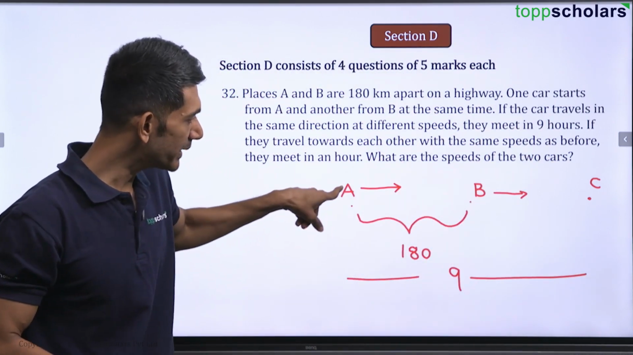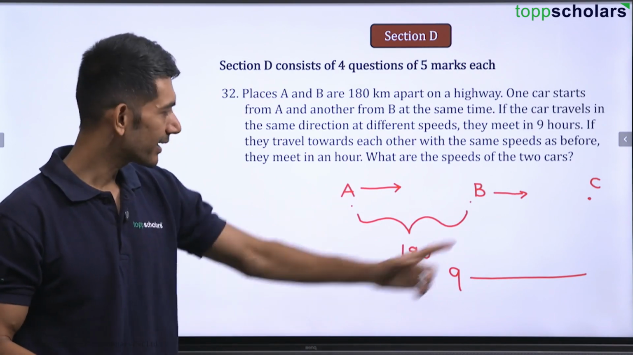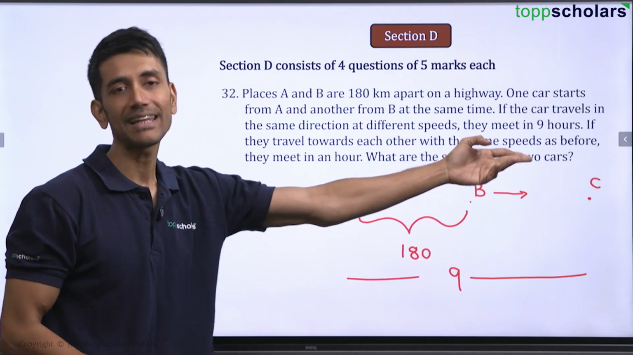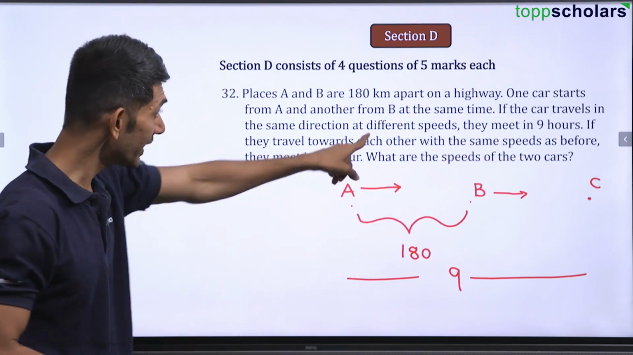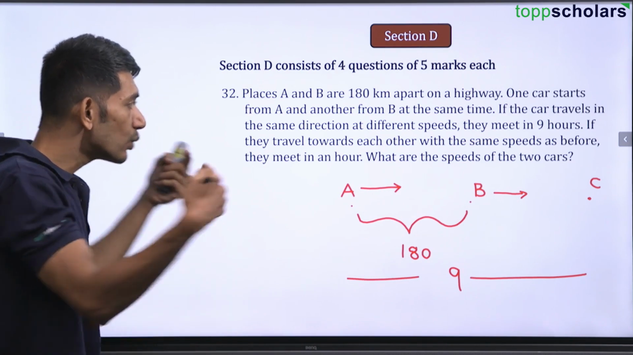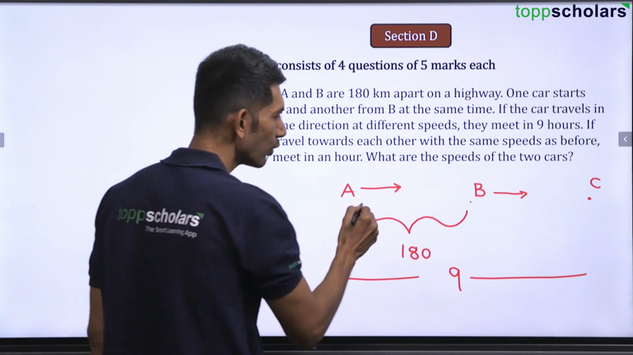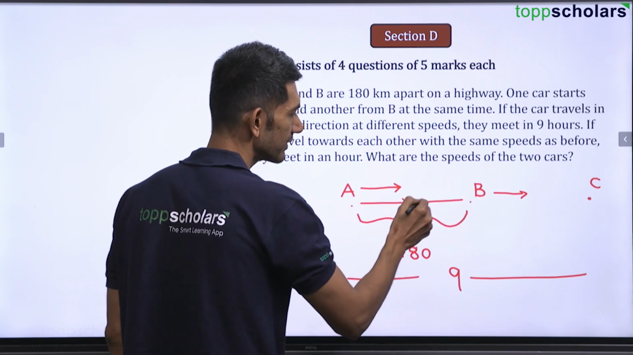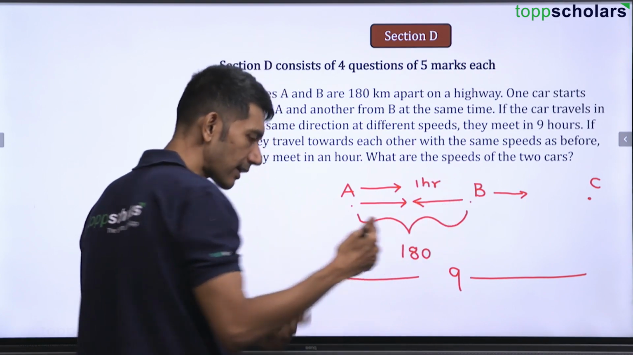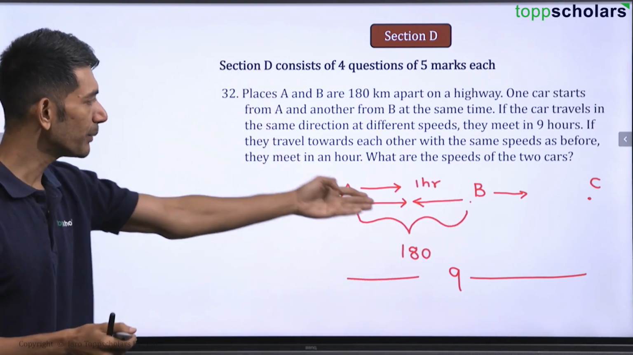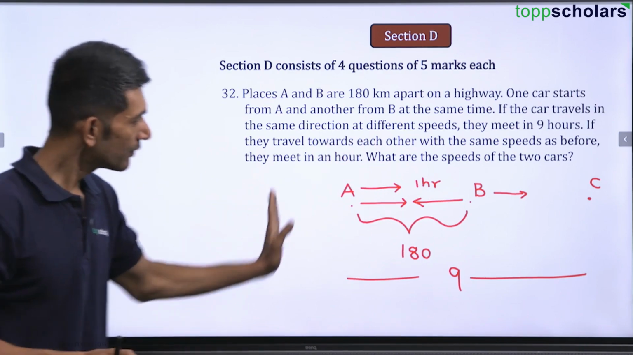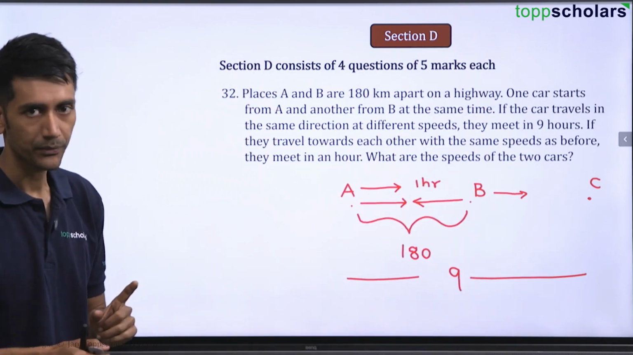That means definitely speed of A has to be greater than speed of B, obviously. Otherwise, if speed of B is greater, they can never meet. That is why different speed is important here. If they travel towards each other, that means if A goes like this and B comes like this, they meet in 1 hour, obviously, because they are coming towards each other. They're going to meet very early. What are the speeds of two cars? I hope this scenario you have understood, right?